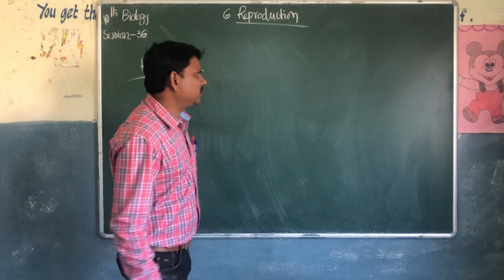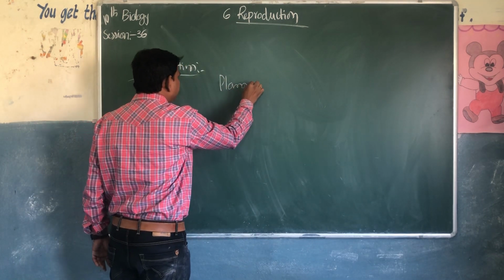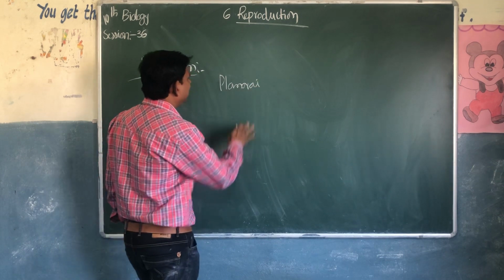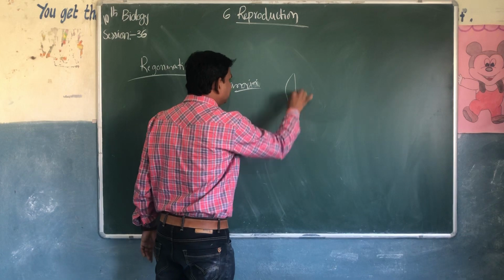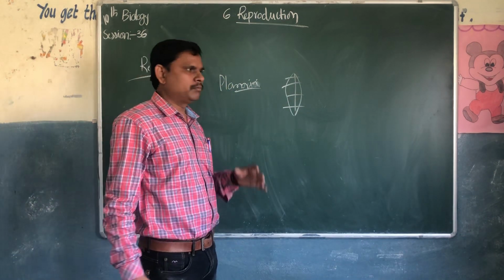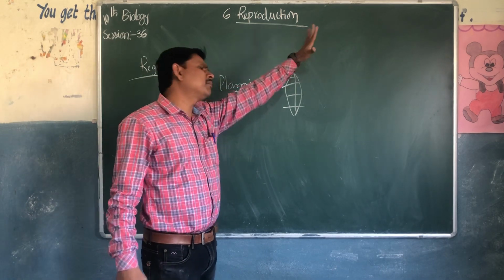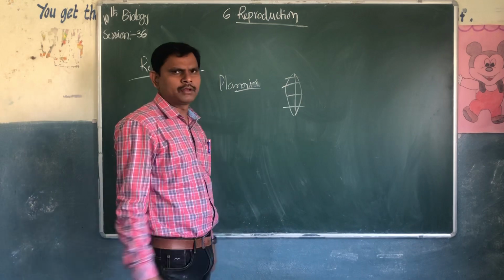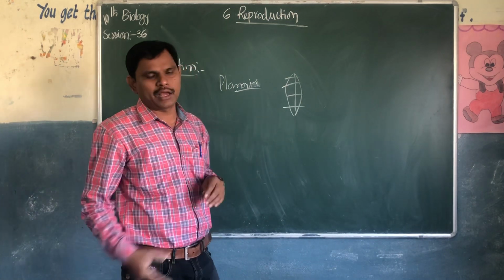Regeneration. The best example is planaria. If you cut any part from the planaria body, it will grow independently. If you cut any part, the small parts will grow independently. That is the speciality of regeneration in planaria.